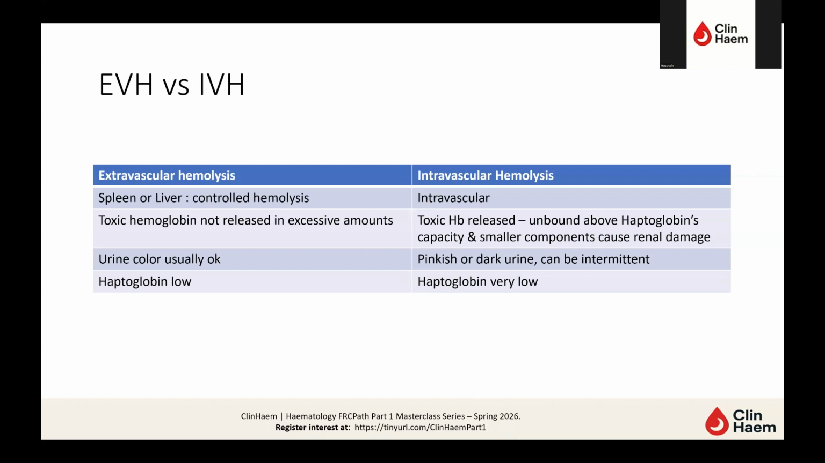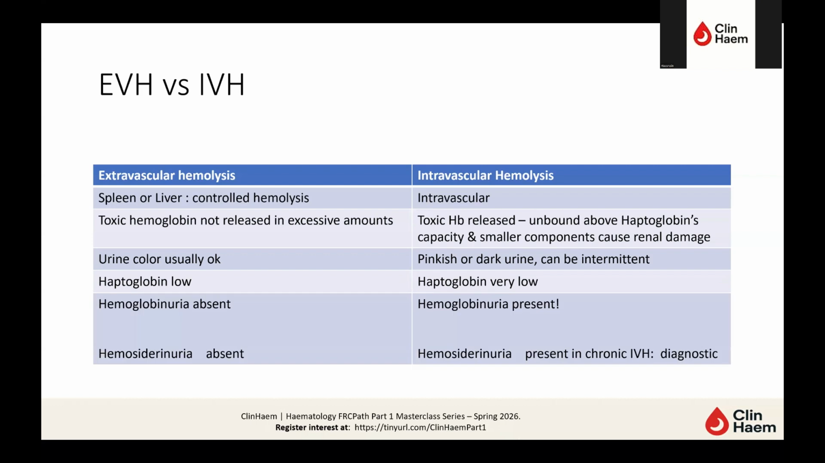Haptoglobin will be low in extravascular hemolysis as well because some hemoglobin is still being released, and then that would be cleared up. But in intravascular, it will be very low. Hemoglobinuria is absent in extravascular hemolysis, but it's present in intravascular, as I've said, in the acute phase. And hemosiderin is present in the chronic phase of intravascular hemolysis. Of course, it's absent in the extravascular version. So that is all about the basics of how you diagnose hemolysis as such, and how you try to differentiate intra versus extra.